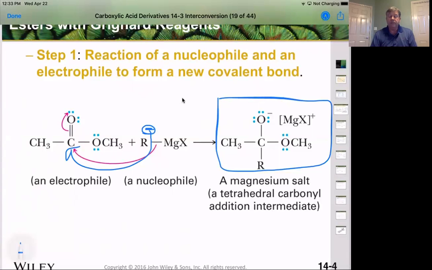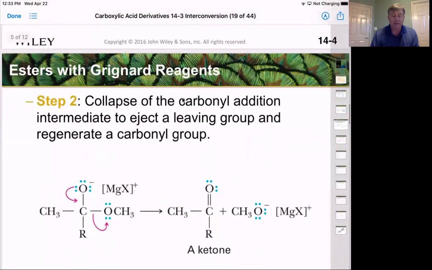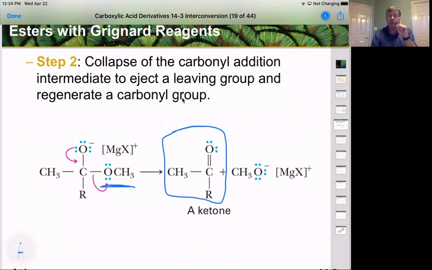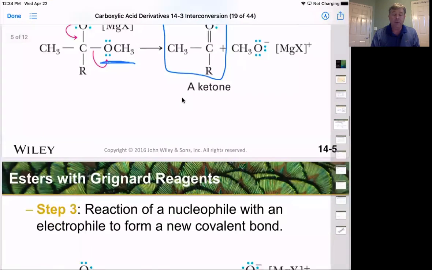Okay, so the first thing that can happen here is that we can regenerate our carbonyl material because we can lose the alkoxide as a leaving group. So our next step is the removal of that alkoxy group by regenerating the carbonyl. When we regenerate the carbonyl, we've substituted once on that carbonyl, so we now have a ketone. Now that we have a ketone, the ketone is going to react with the Grignard reagent just like it did as a ketone, and we're going to get that second addition of a Grignard.